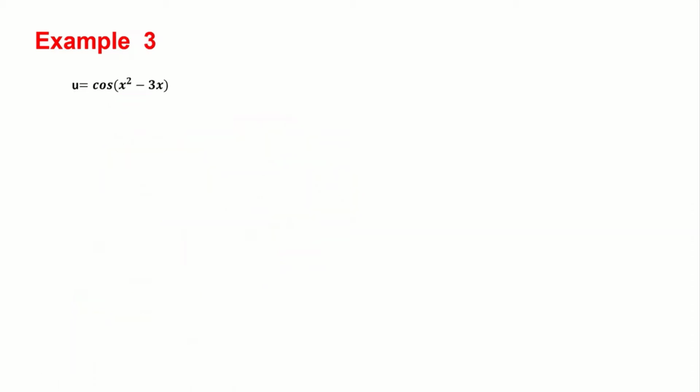This time we have a trigonometric function, cosine of x squared minus 3x. As you can see here, we have the function cosine, which is the outside function for us, and we have x to the power of 2 minus 3x, which is going to be the inside function for us.